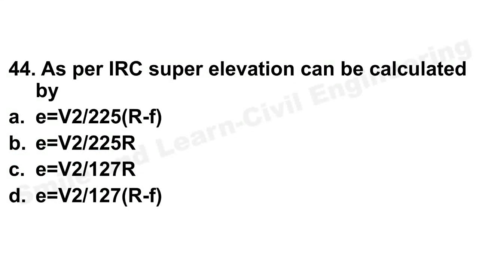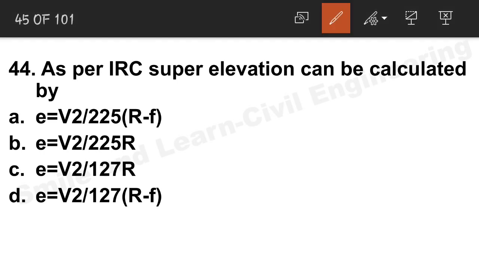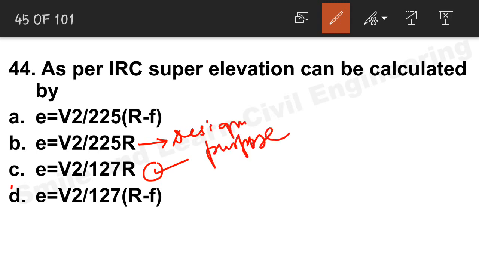Next, as per IRC, super elevation can be calculated by the formula. We have seen that e equals V square by 127 R. This is the formula we all know. But for design purposes, we consider V square by 225 R. Okay. So the correct answer we will consider is C, but you need to remember B can also be the answer. Please check it, and if you know, then please mention in the comments whether it will be C or B, because both of them are correct. And this f we don't consider, because lateral friction we neglect whenever we are designing, right?